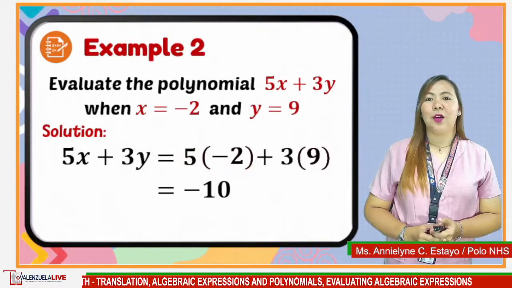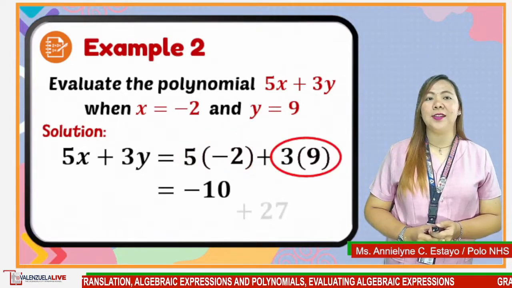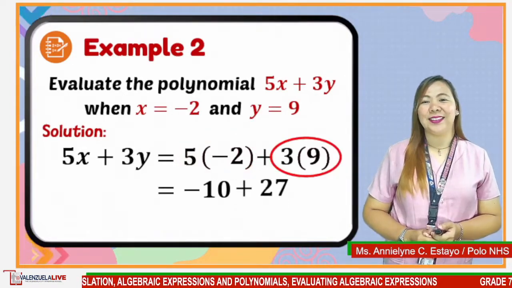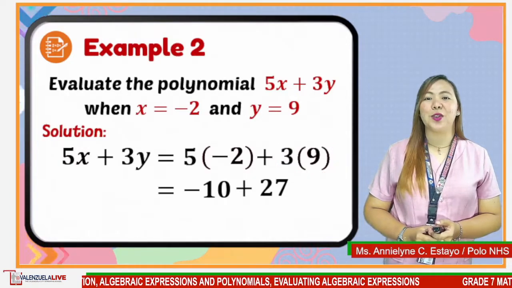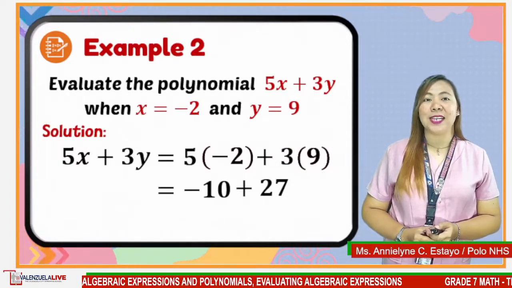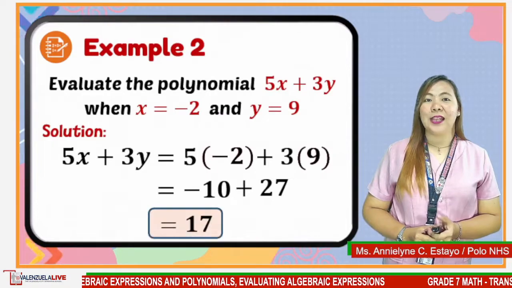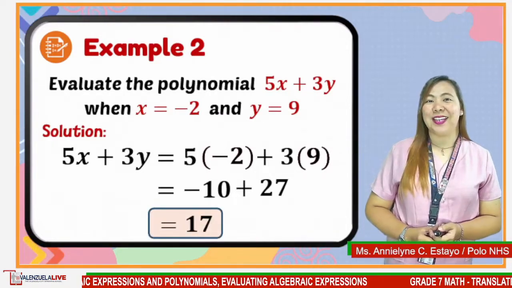Plus, the product of 3 and 9 is 27. Negative 10 plus 27 equals 17. So the answer is 17.